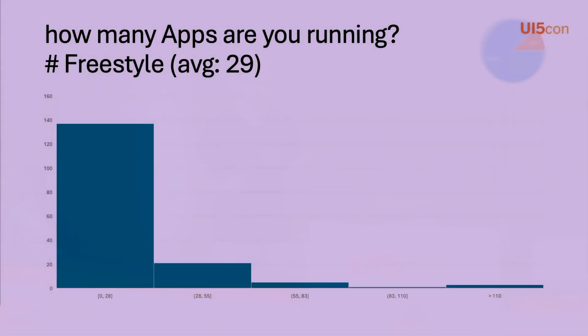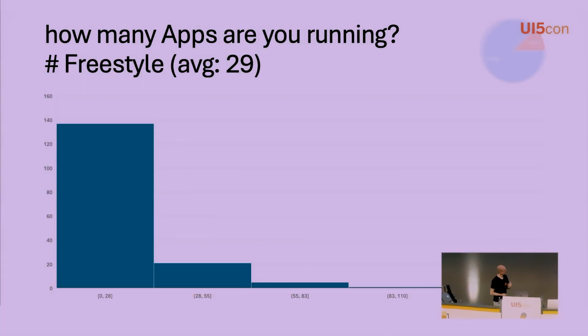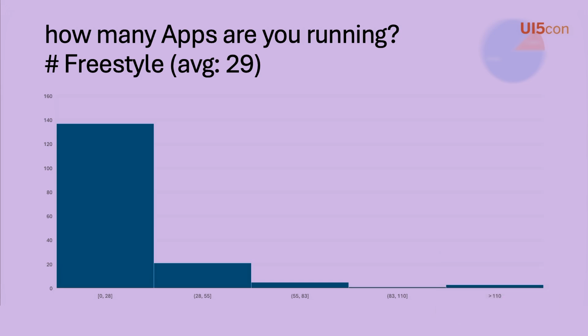So how many freestyle applications are you running in production? Remember, about 90% are running freestyle applications in production. And it's a little small on the bottom left, but the majority have 0 to 28 apps running in production. So obviously it's at least one. But in the spectrum of 1 to 28, and there's then still quite a few that are running up to 55 apps in production, and then it thins out from the distribution.